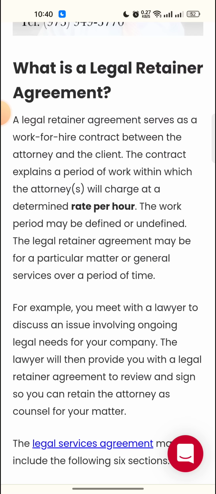The legal retainer agreement may be for a particular matter or general services over a period of time. For example, you meet a lawyer to discuss an issue involving ongoing legal needs for your company. The lawyer will then provide you with a legal retainer agreement to review and sign so you can retain the attorney as counsel for your matter.